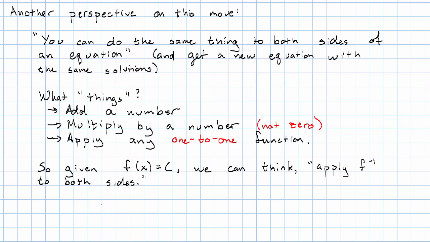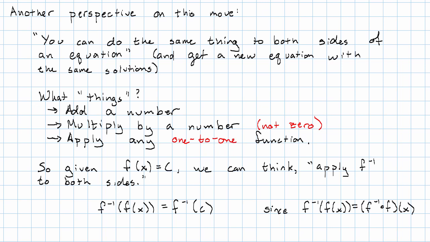So then we would have f inverse of f of x is f inverse of c. And since f inverse of f of x means f inverse composed with f of x, that just gives us x back. And so we're left with x equals f inverse of c. We're going to continue to think of that move as just exchanging the x and the c, just exchanging the result and the argument. But this is another perspective on that move.